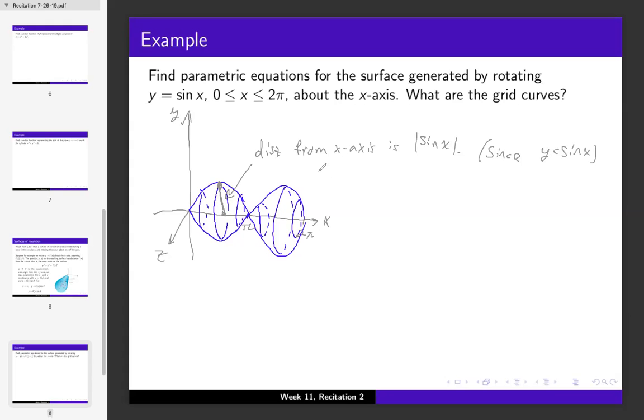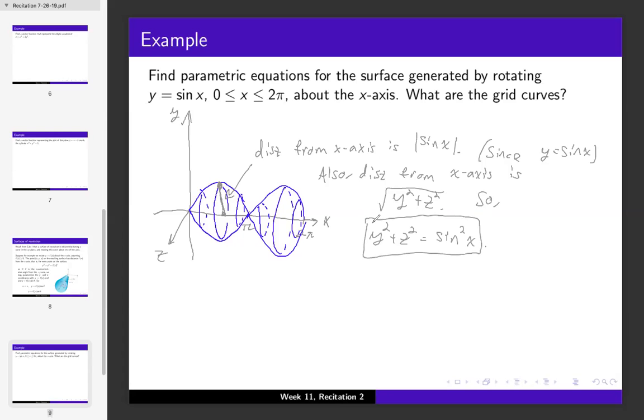But you also know the distance from the x-axis is given by, strictly speaking, the square root of y squared plus z squared. So the upshot of this is y squared plus z squared is equal to sine squared of x. Now that's not a parameterization of the surface, but it does give you an idea about what this will end up looking like.